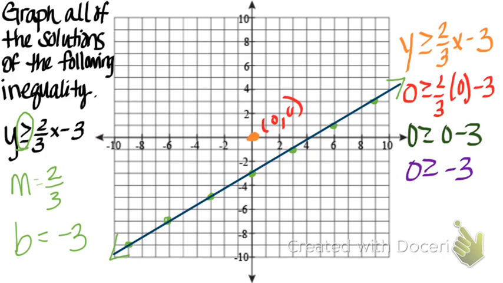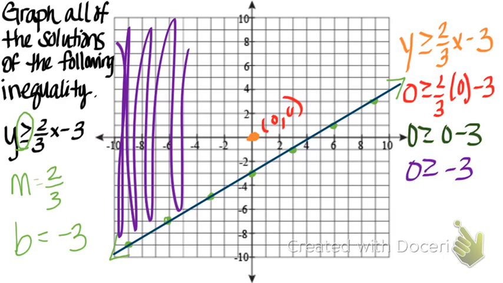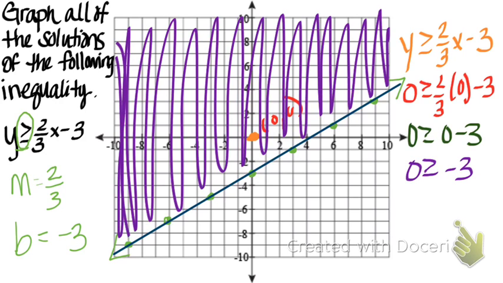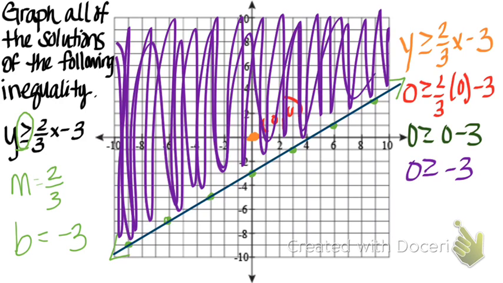Now, is that a true statement? Yes, 0 is definitely greater than or equal to -3. It actually qualifies in the greater than category. So because (0, 0) satisfied my inequality, when I shade, I'm going to shade all of this above the line, because all of these points above or on the line satisfy the inequality.